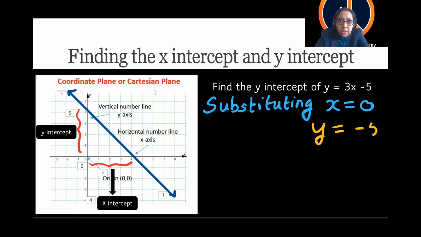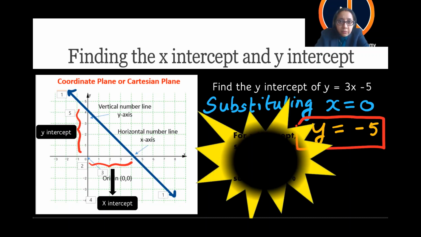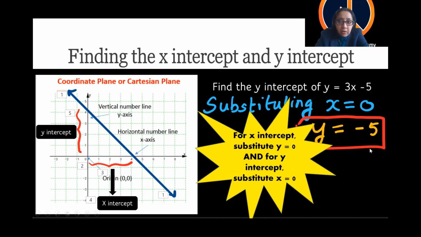Just now we discussed. So the value of y for this particular question becomes, 3 times 0 is 0, so y is becoming minus 5. So the y-intercept is coming out as minus 5. Please remember, for the x-intercept, substitute y is equal to 0, and for the y-intercept, put x is equal to 0. This is how we can calculate the x and y-intercept of any particular line.